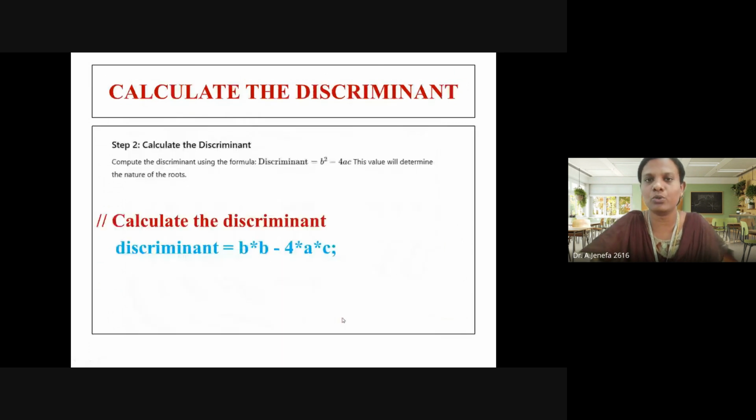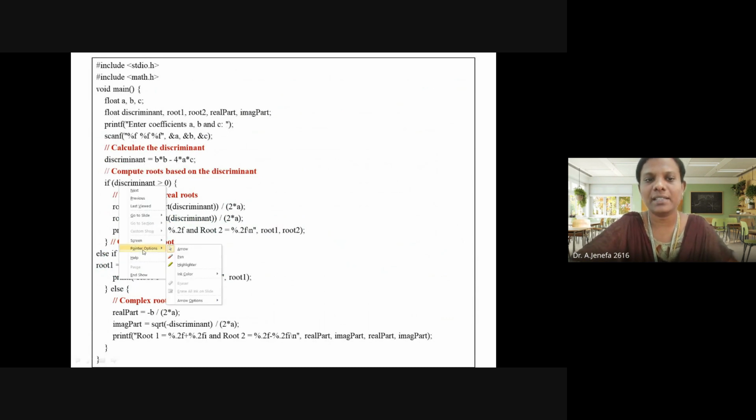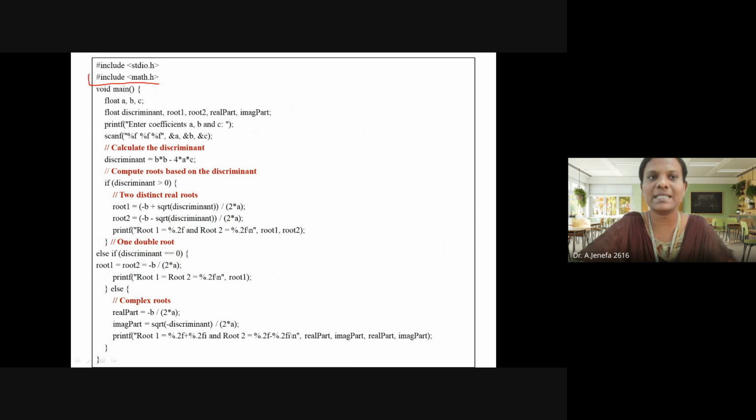Let me move on to the C program. First we need to include the header files stdio.h and math.h. What is the use of the header file math.h? We have included the function sqrt inside our C program. sqrt is a built-in function which is available in the header file math.h. That's why we have included math.h.